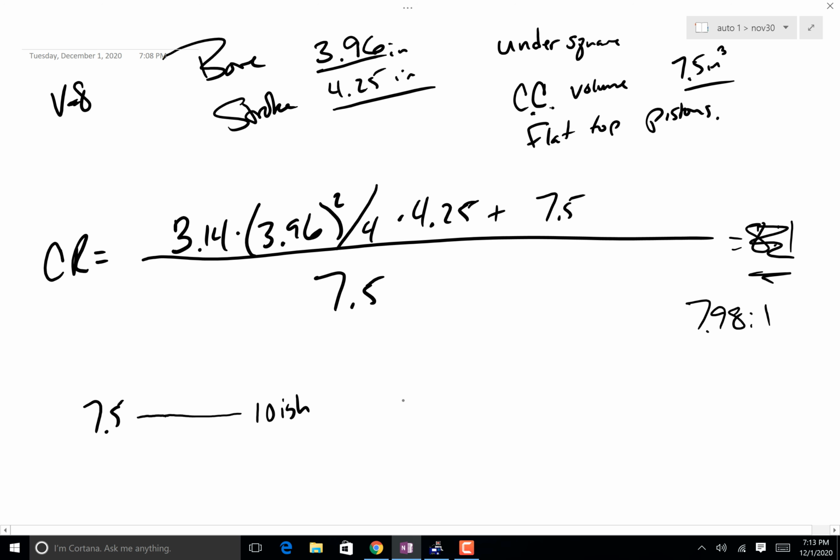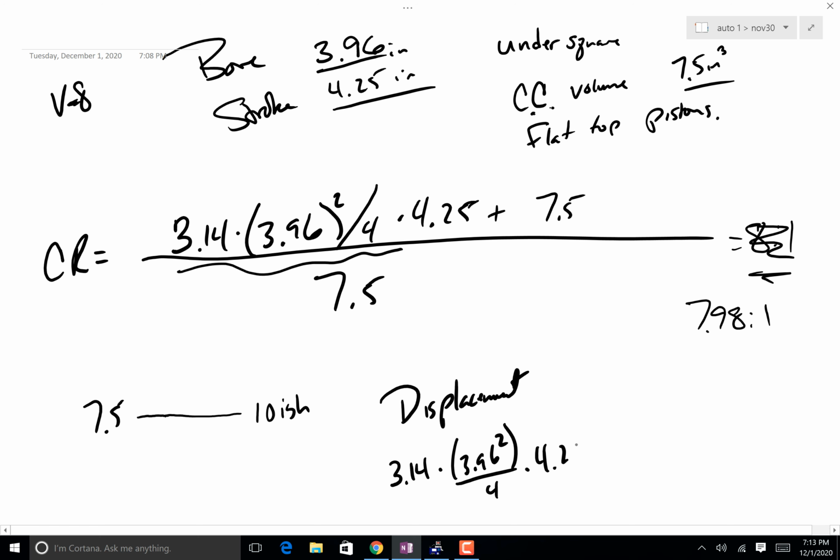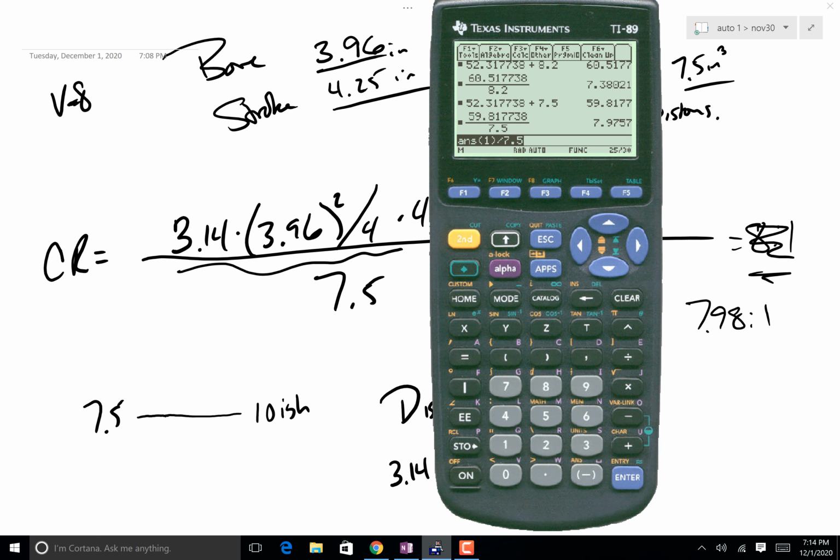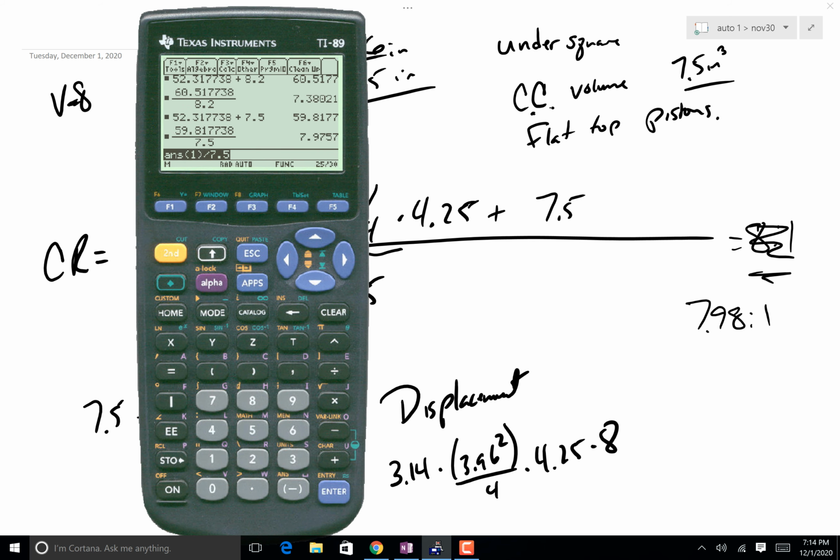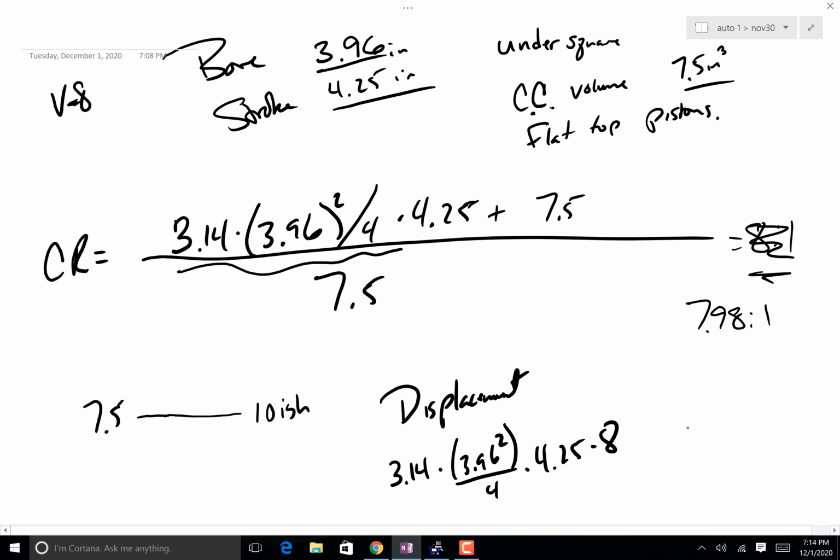On this assignment tomorrow, I might also ask you, what is the displacement of this engine? Displacement. And so, of course, it would be this formula right here, this first part: pi times 3.96 squared divided by 4 times 4.25 times 8, because, of course, it is an 8-cylinder engine. And so 3.14 times 3.96 squared divided by 4 times 4.25 times 8. 418 cubic inches, roughly.